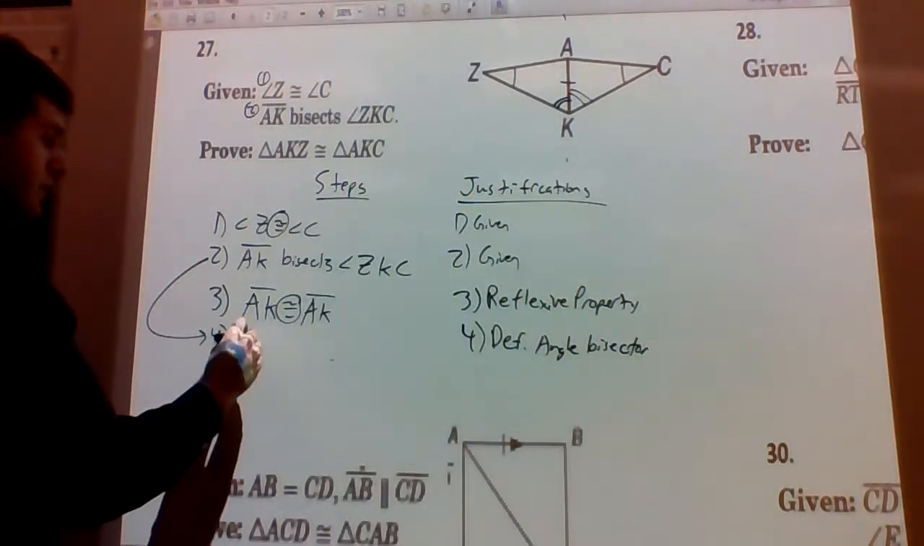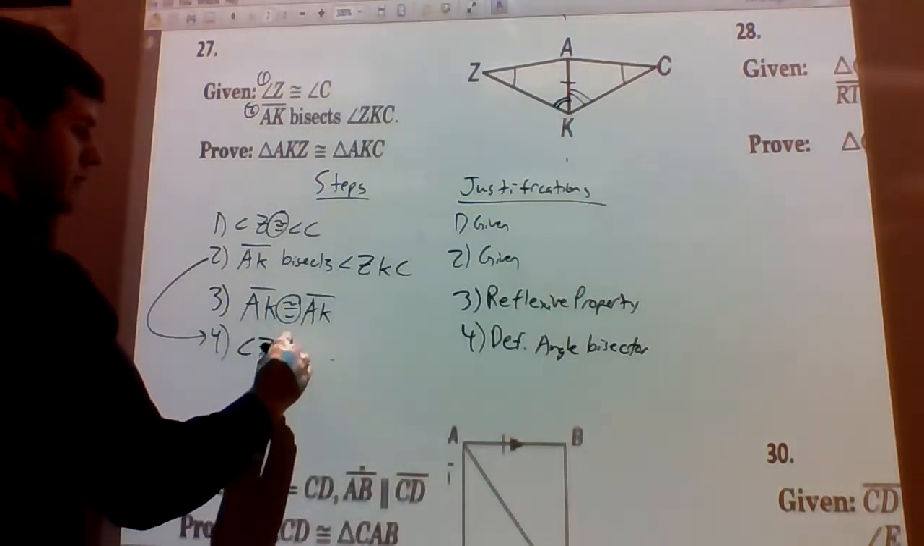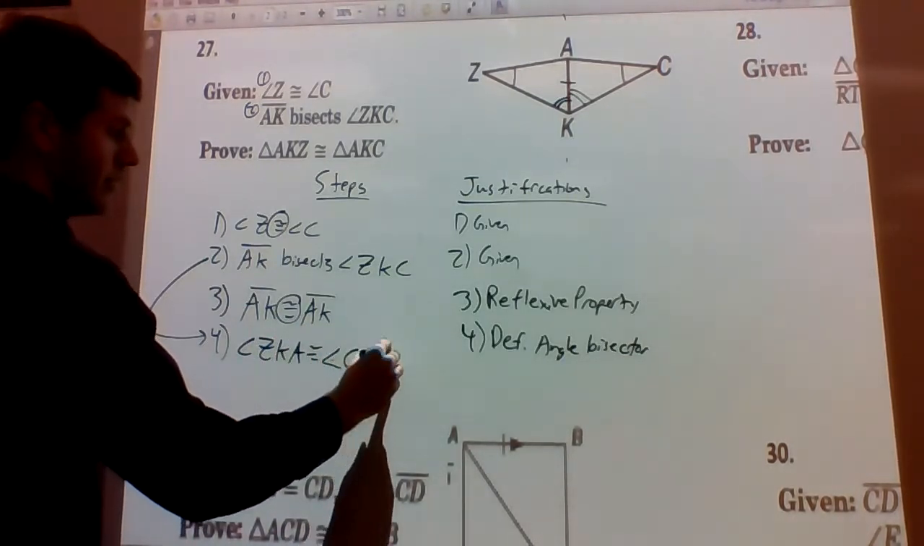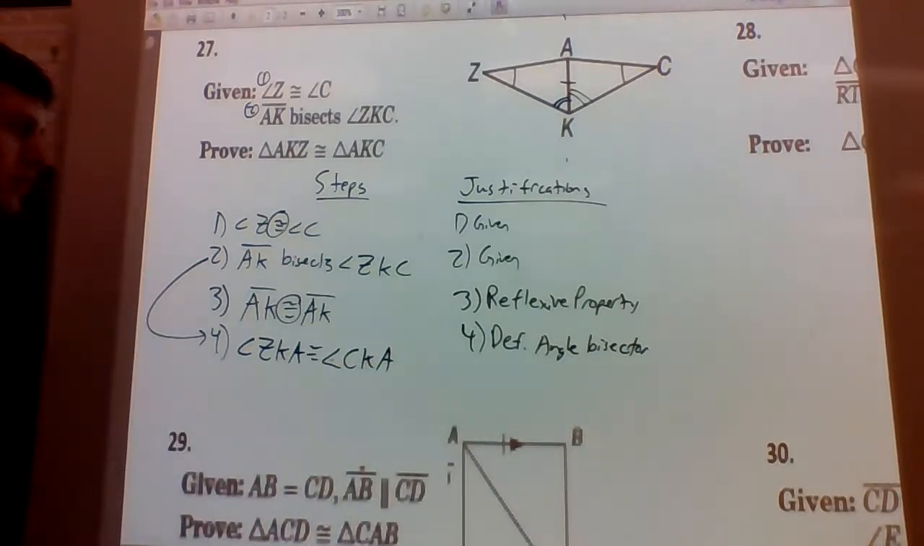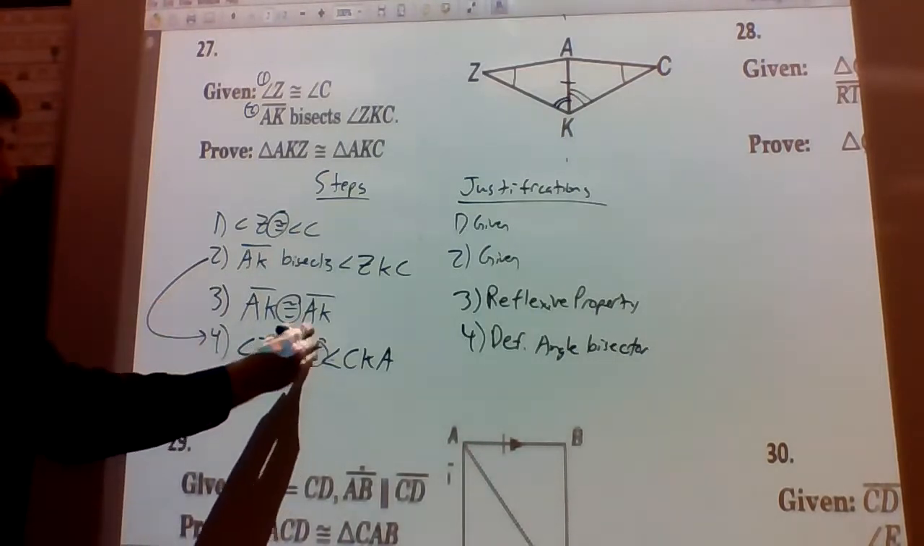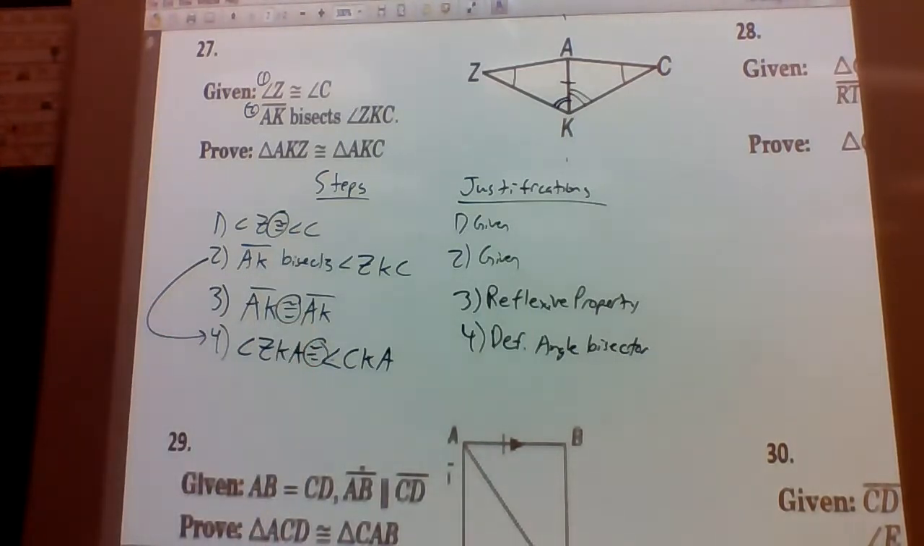Angle ZKA is going to be congruent to angle CKA by the definition of an angle bisector. So we wrote the givens. We look for shared sides or vertical angles. Then we used our givens. We now have 3 corresponding parts that are congruent.